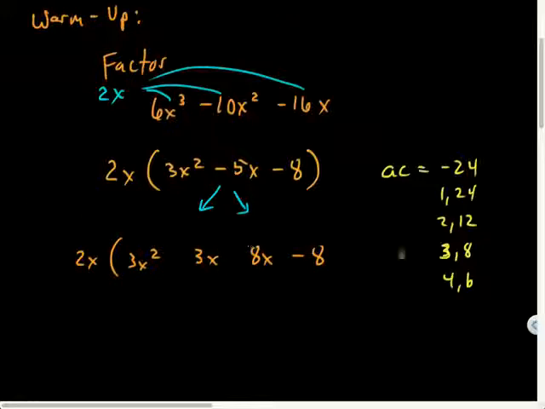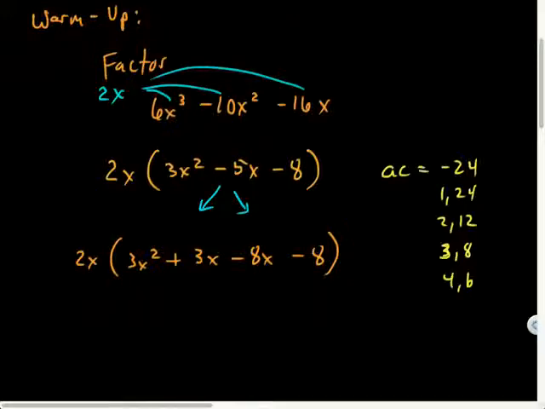And let's see, figure out the sign. They multiply to be negative, so their signs are different. They add to be negative, so the more influential of the two must be negative. So that should work out. And in fact, 3x minus 8x would be negative 5x.